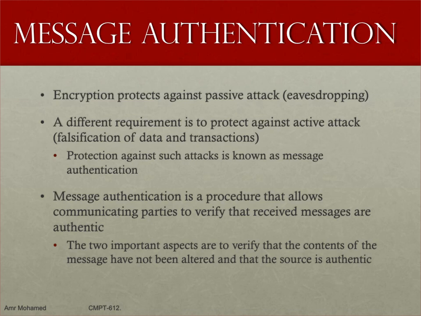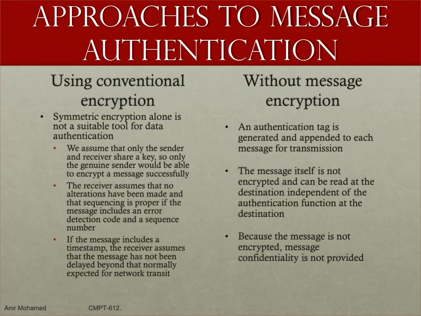As we said before, encryption protects against passive attacks, but for active attacks like altering a message, we need another technique. For protection against active attacks, we need some signature which is integrated into the message that protects the message from being altered, and at the same time embeds in it the origin's signature. So the two important aspects are to verify that the content of the message has not been altered and that the source is authentic. Those are the two main objectives.